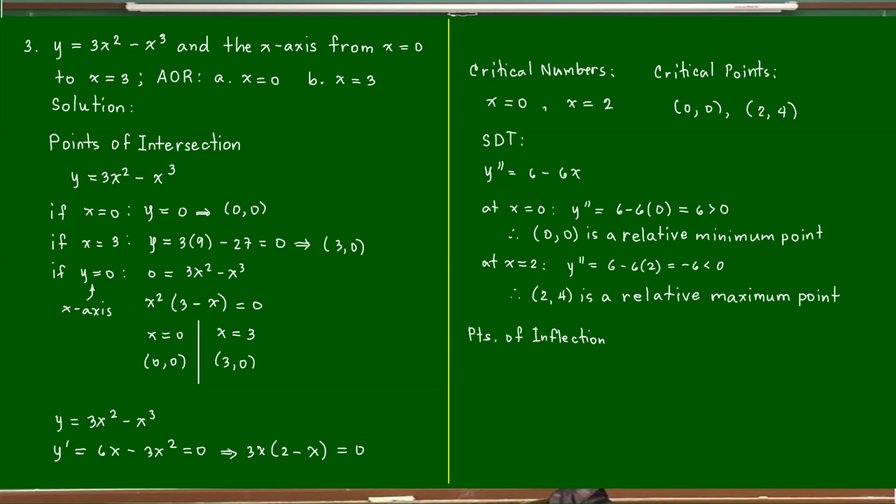So for points of inflection, we equate the y double prime to 0. Y double prime is 6 minus 6x equated to 0. Negative 6x equals negative 6. Therefore, x equals 1. When x is 1, from the curve, we have 3 times 1 minus 1 cubed. So 3 minus 1, so getting 2. So the point of inflection is 1, 2. Okay?